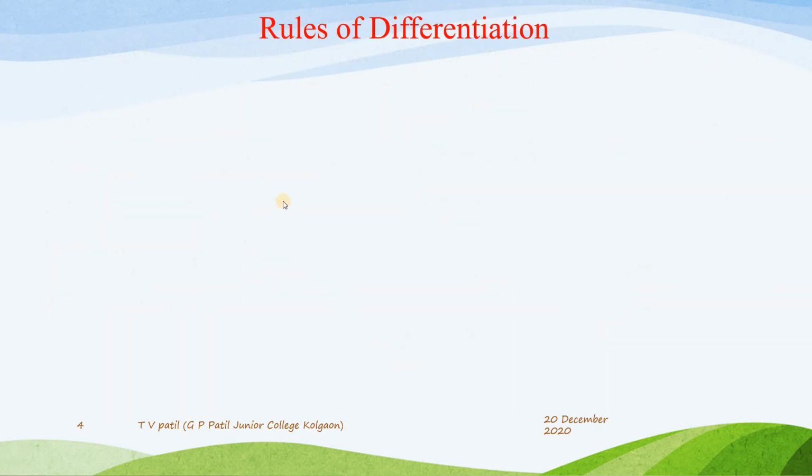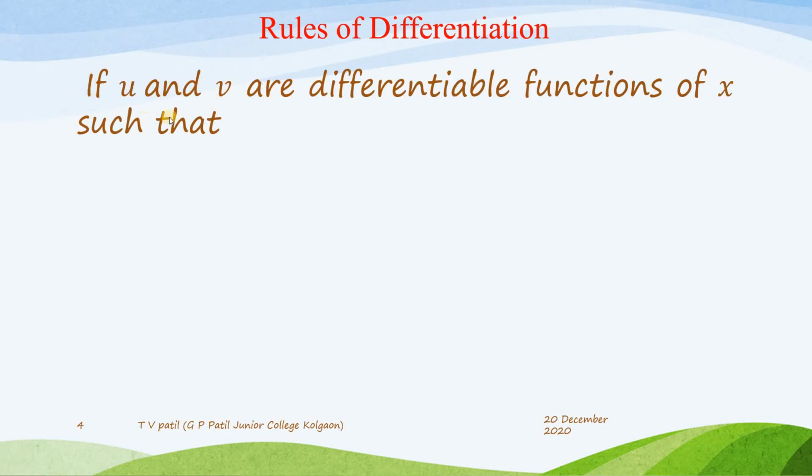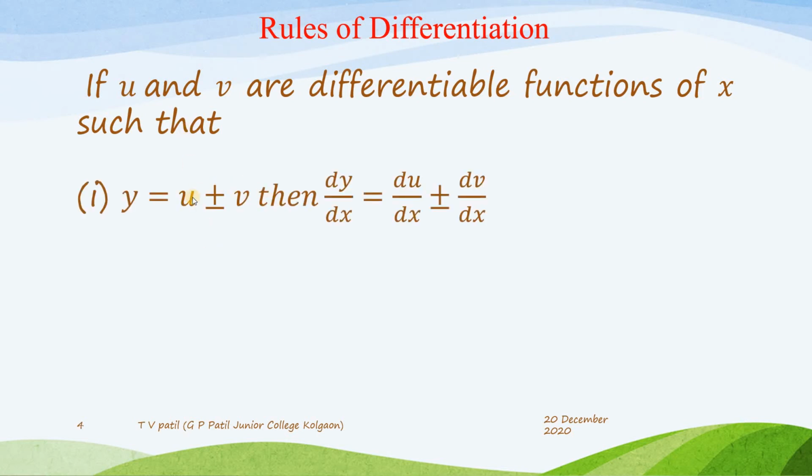Now, what are the rules of differentiation? If u and v are differentiable functions of x such that y can be expressed as the sum u plus v, then dy by dx is equal to du by dx plus dv by dx. Or if the function y can be expressed as u minus v, then again the derivative of y with respect to x is equal to du by dx minus dv by dx.